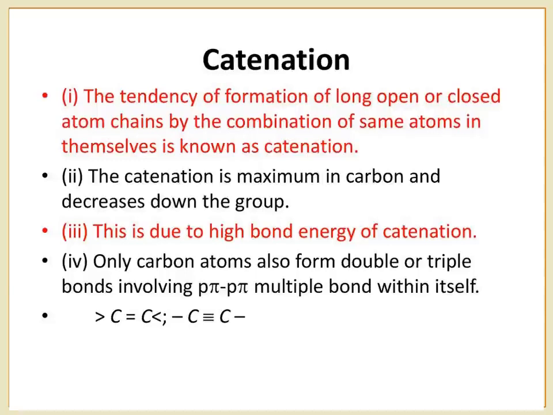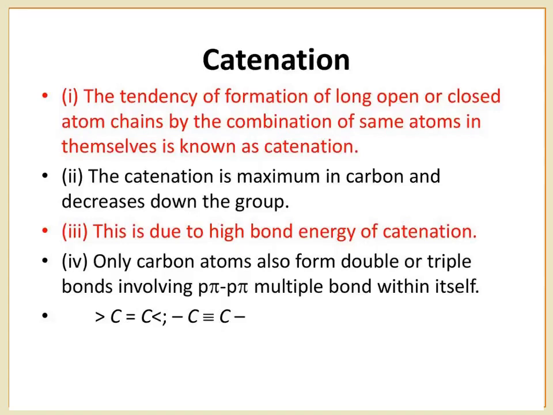And fourth, kinetic inertness of catenated compounds towards other molecules. Further, carbon possesses all the above properties and forms a wide range of compounds with itself and with other elements such as hydrogen, oxygen, nitrogen and halogen. This catenation is maximum in carbon and decreases down the group. Catenation is mainly in carbon, due to its high bond energy.